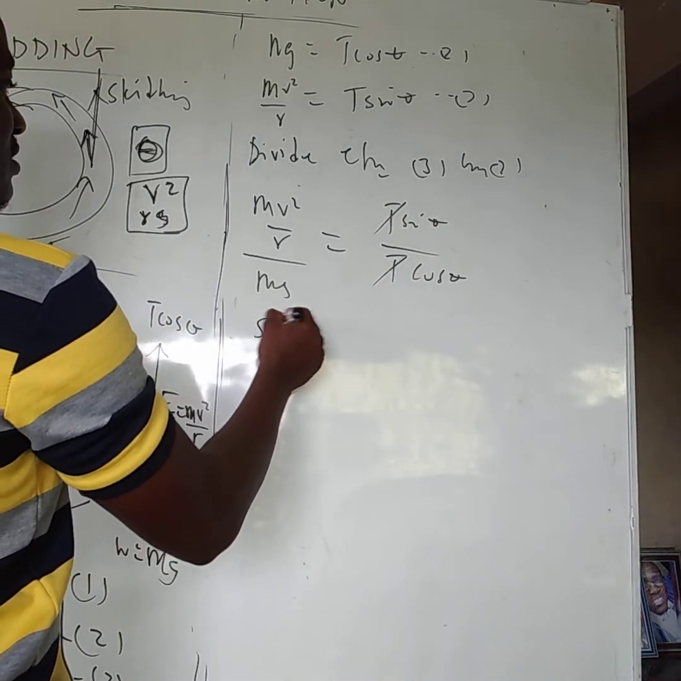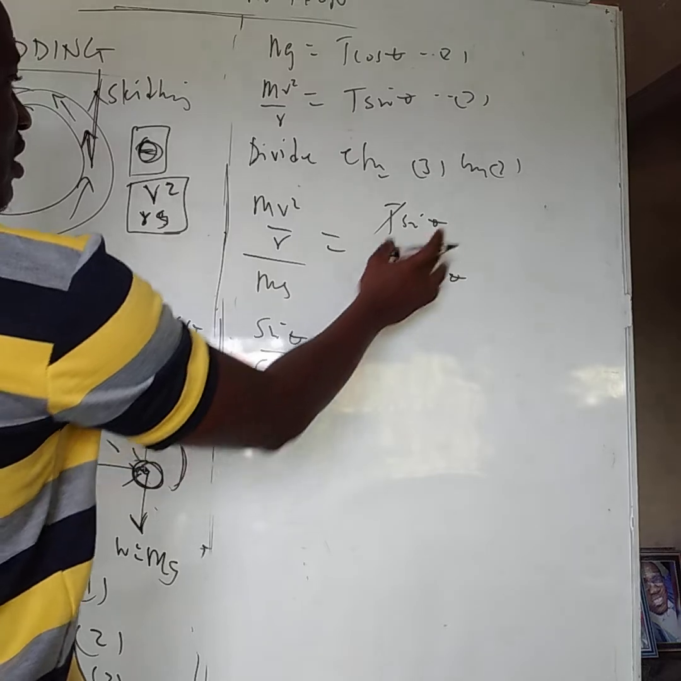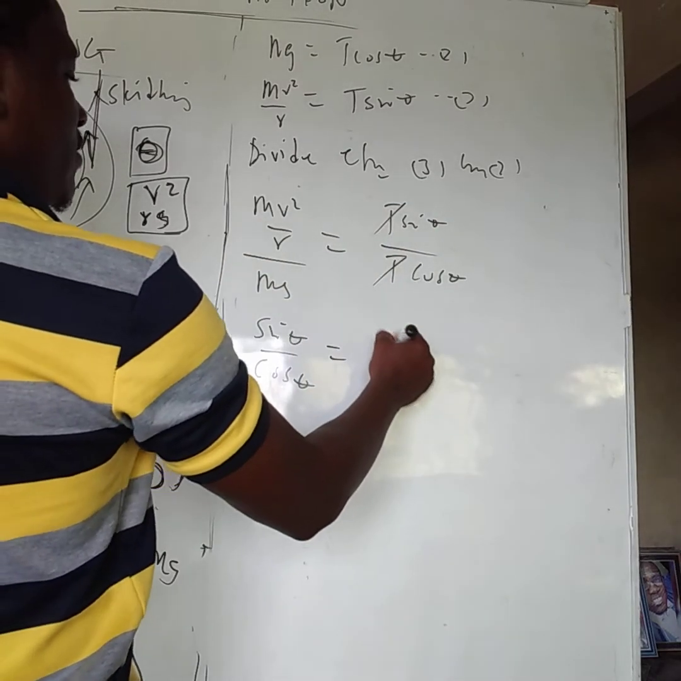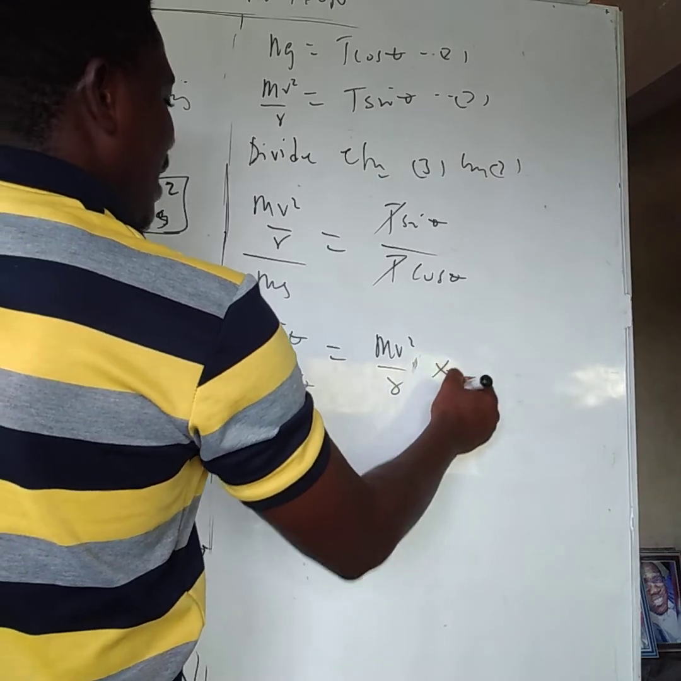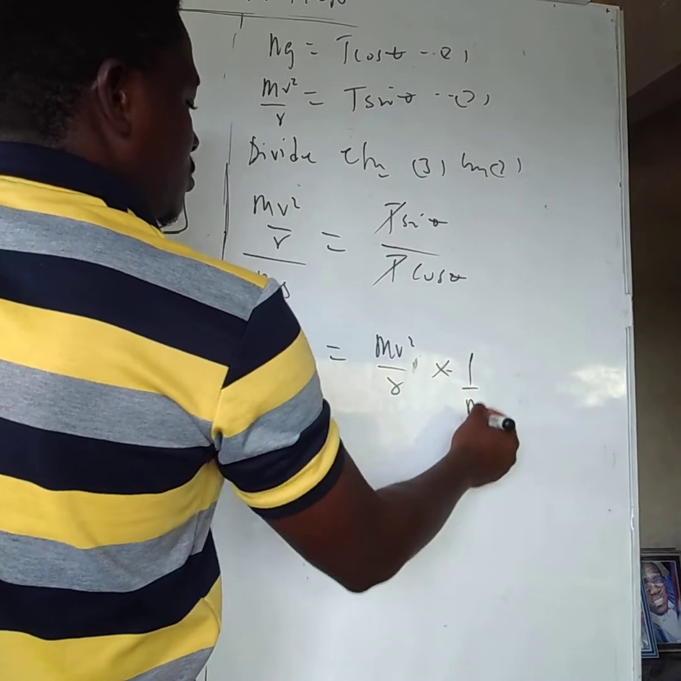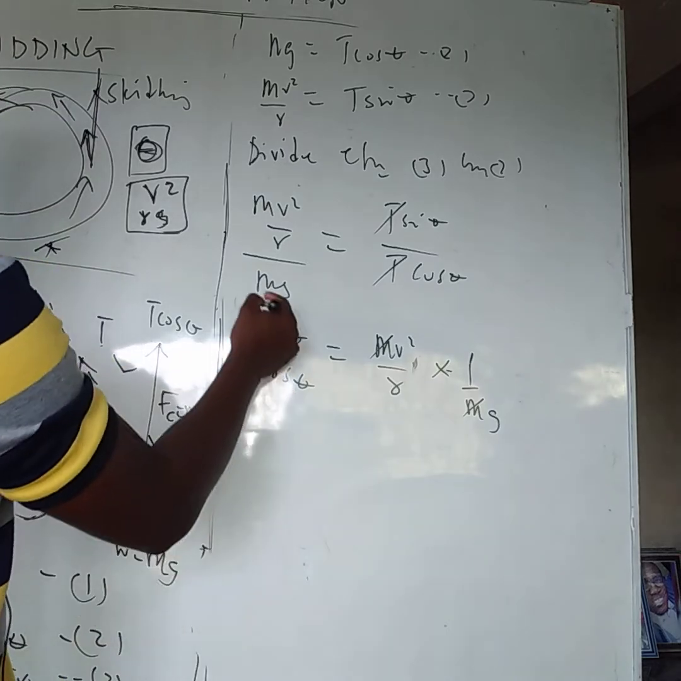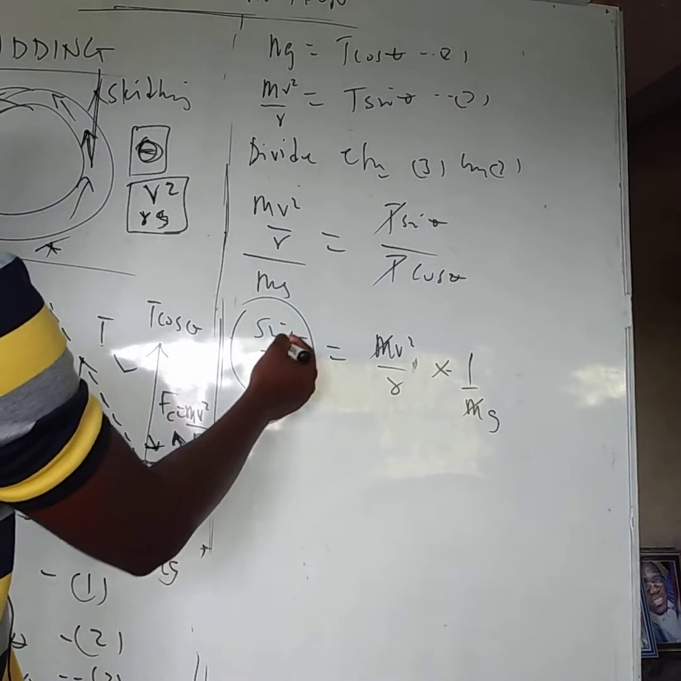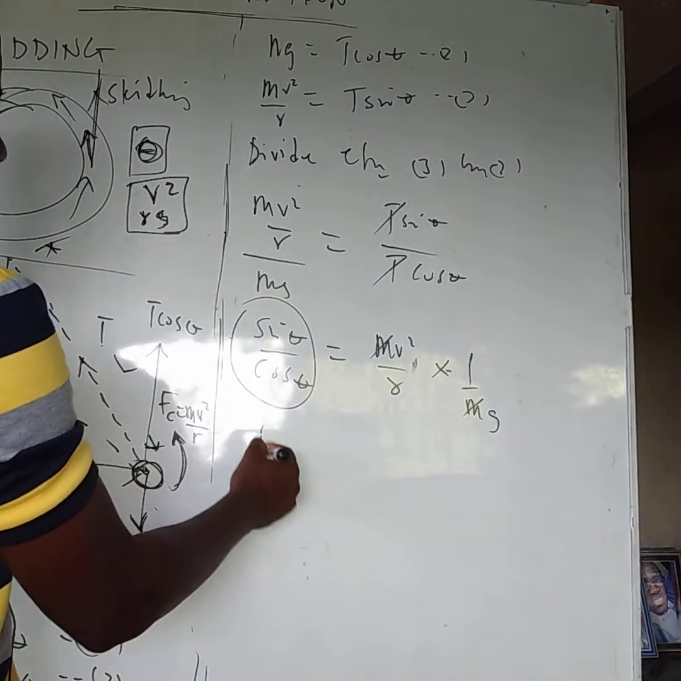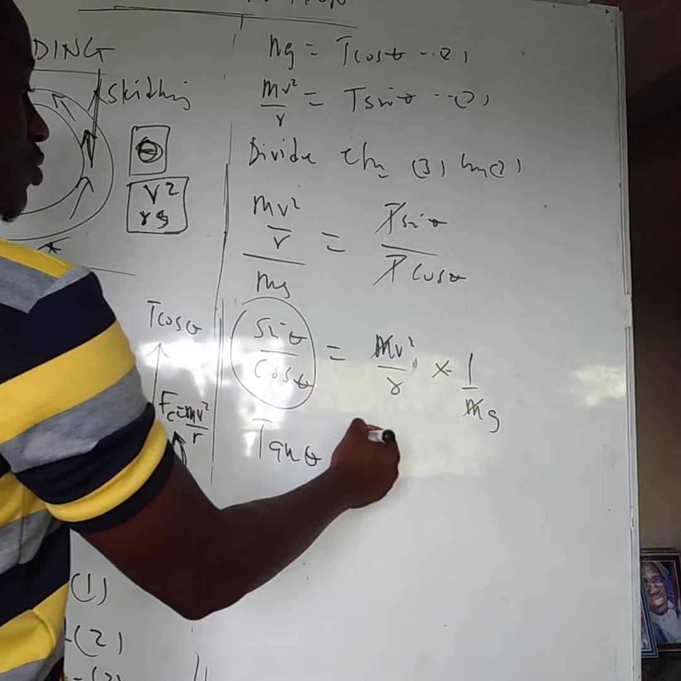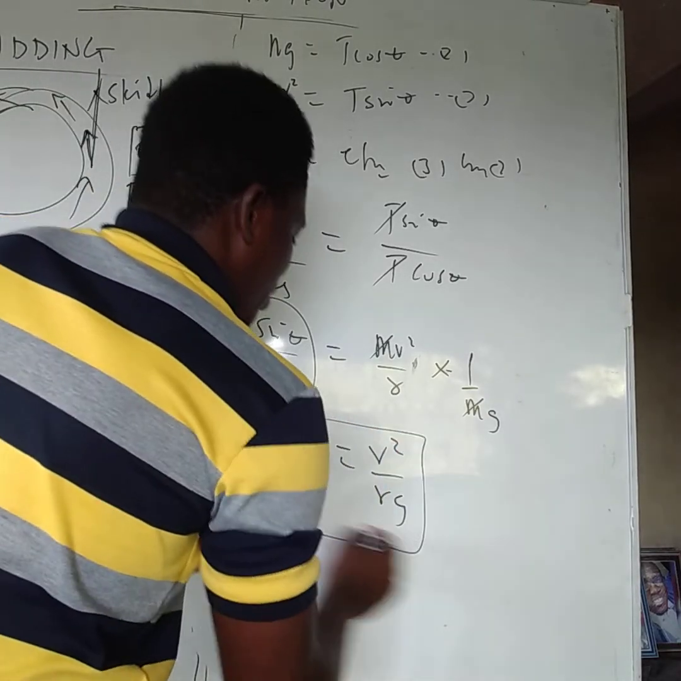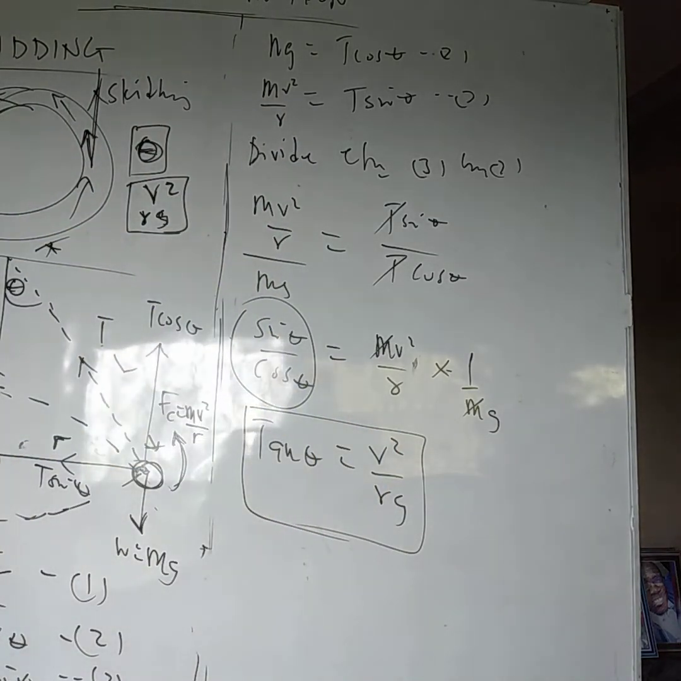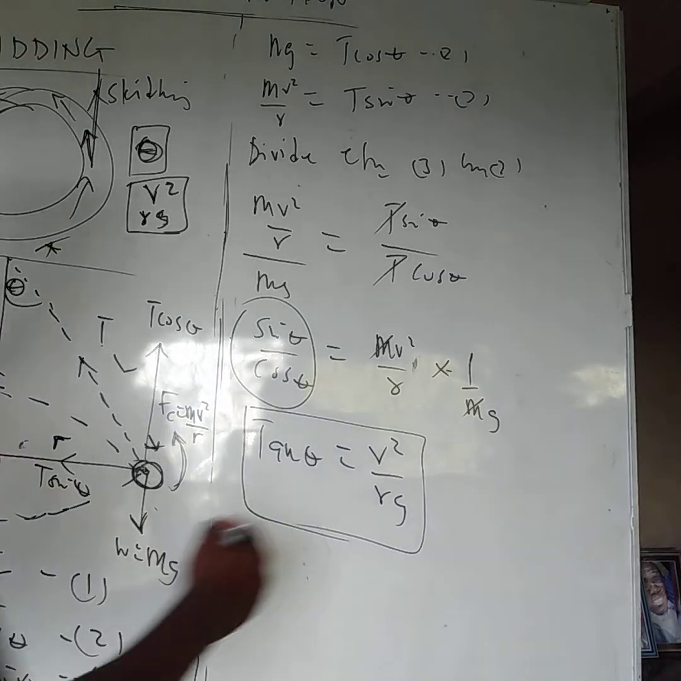Then we'll have sine theta over cos theta. So I'm bringing this first, is equal to mv squared over r divided by, so times 1 over mg. So this and this will go away. We all know that sine theta over cos theta is equal to tan theta. So this gives us tan theta equal to v squared over rg.